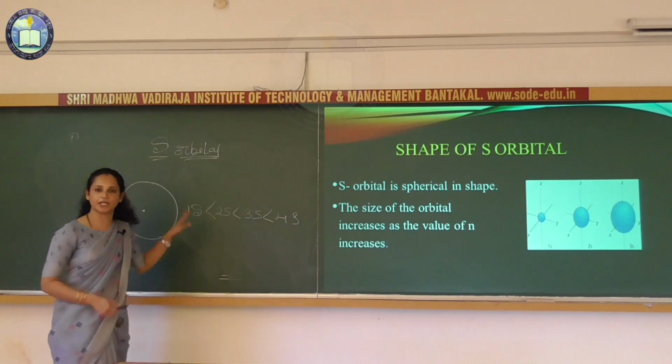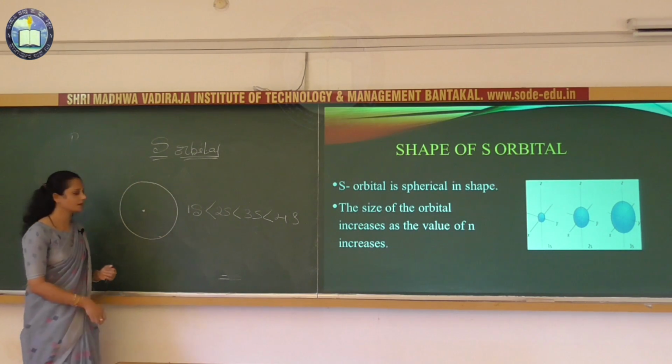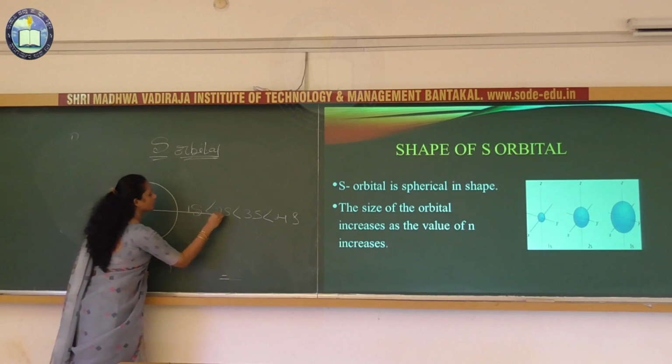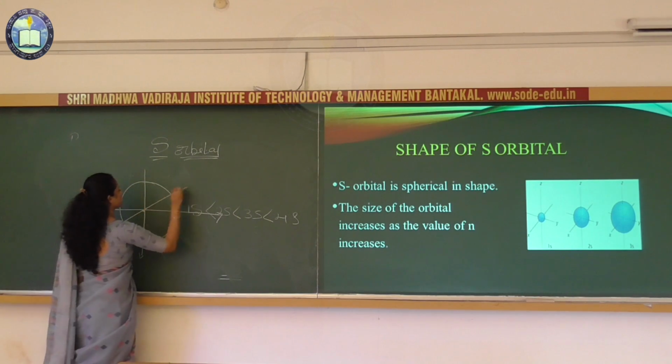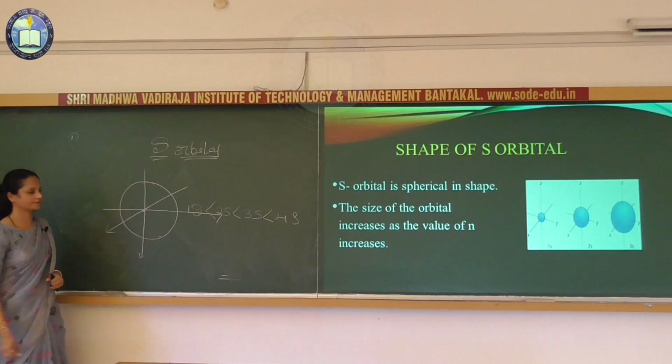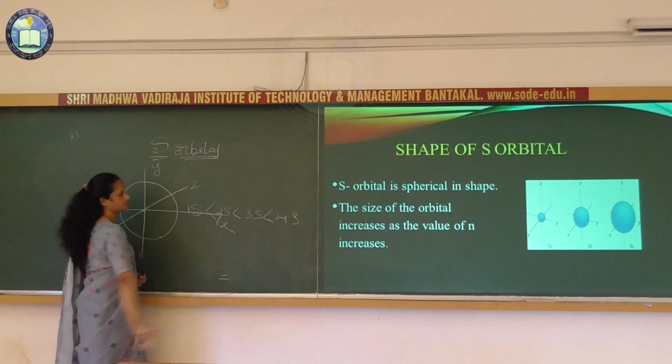So the exam may ask: draw the shape of s orbital. Drawing a sphere is enough, or you can also show the axes: x axis, y axis, z axis. Okay, x, y, z.